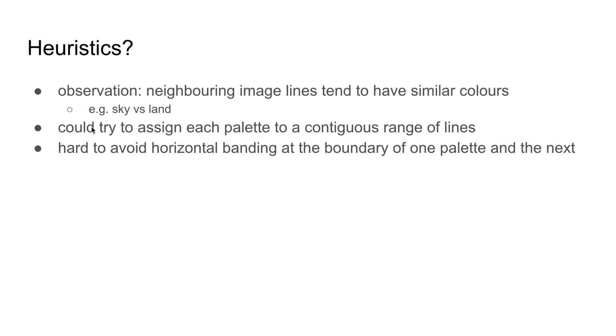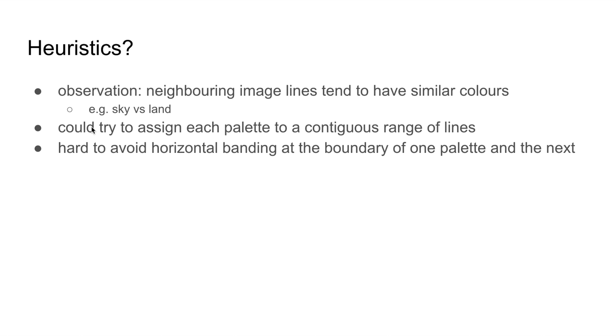So if the brute force approach isn't going to work, we need to look for some heuristics that are going to simplify the problem space. So one observation we can make is that typically an image is going to have similar colors on neighboring lines. So if you imagine, for example, a landscape image, then we're going to have a region of sky where it's probably going to be a blue color, and then we're going to have a region of land at the bottom, and somewhere in the middle that's going to change, but successive lines are going to have very similar colors to them.